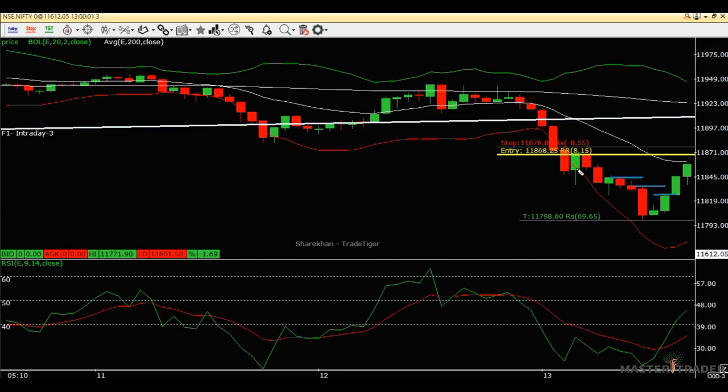Okay, don't let these points go, right? Don't let these points go just in hopes to gain more, right? A 70-point gain is fairly good, that too within a few minutes, right? This may have been around 15 minutes.